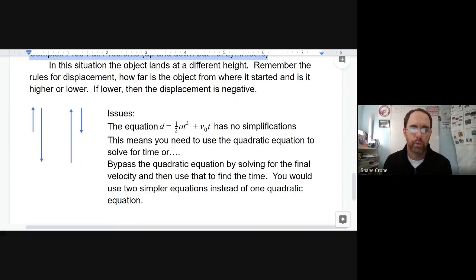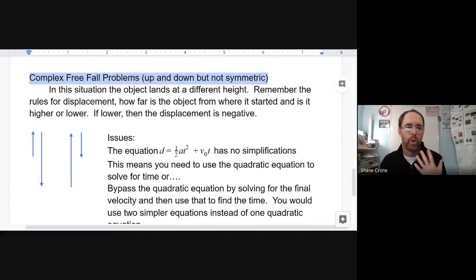So it's not a requirement that you have to use the quadratic equation, but these are the highest level problems where you have to have some kind of plan in advance to handle what you're going to do when all the properties have value, and now you've taken away some of your algebraic options. The d equals 1/2 at squared plus v naught t loses some of its algebraic options when the properties d, a, and v naught are not 0. It makes it a considerably more challenging problem.